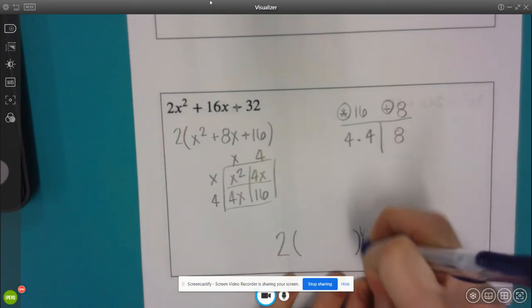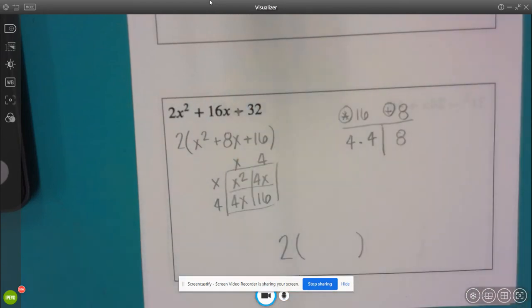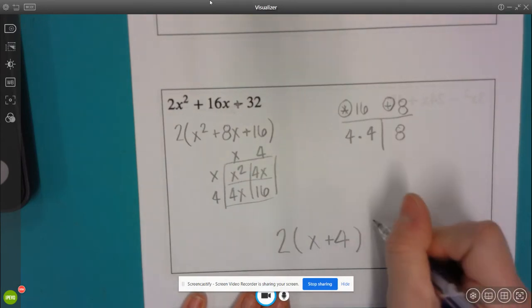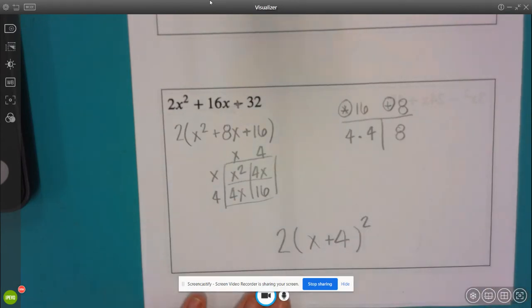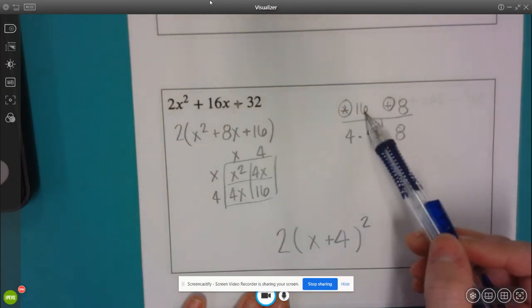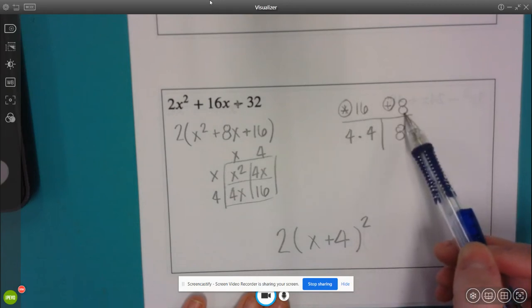So instead of writing this as 2 factors, this is one of those special cases where it actually goes into vertex form. So our vertex form and our factored form are the same. Now this wouldn't work if this was negative because I can't multiply to make negative 16 and add to make positive 8.